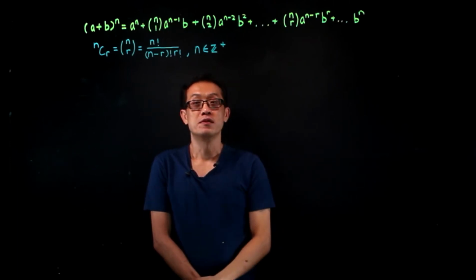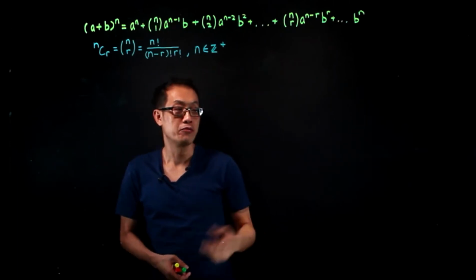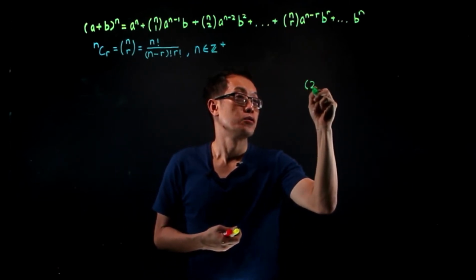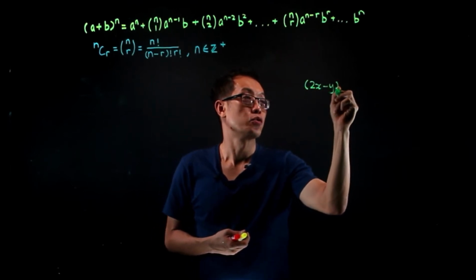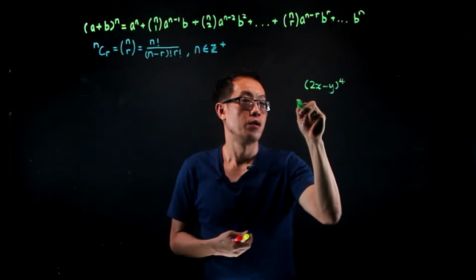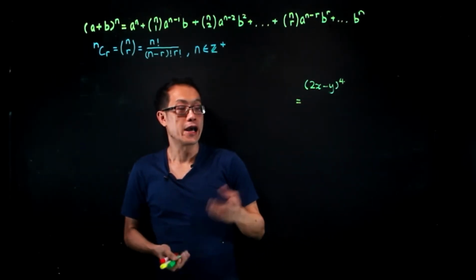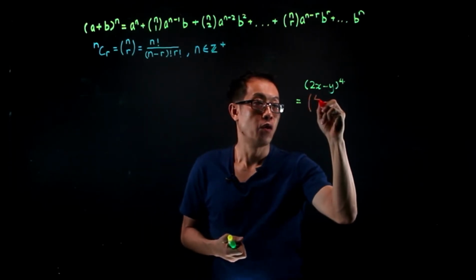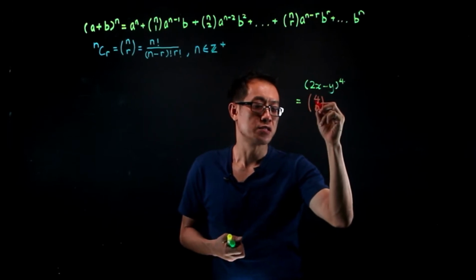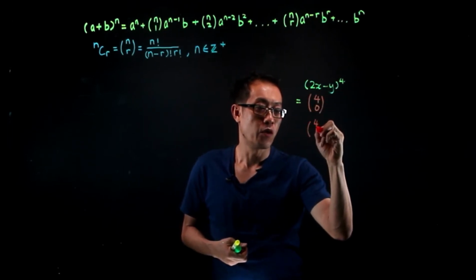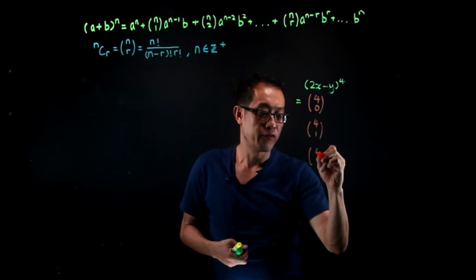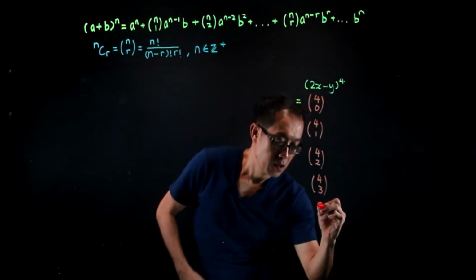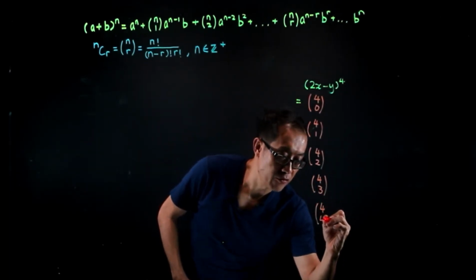Now that you have learned the binomial theorem, let's get more familiar with it by doing this expansion. 2x minus y to the power of 4. Let's do the nCr terms first. So n is 4. So we start with 4C0, followed by 4C1, followed by 4C2, followed by 4C3, followed by 4C4.